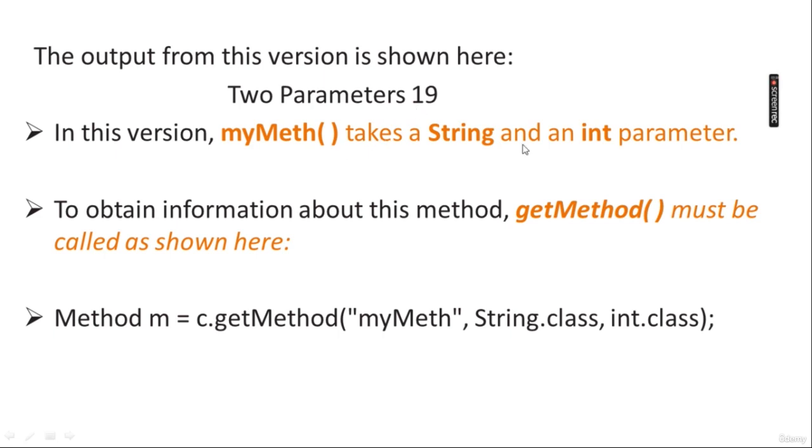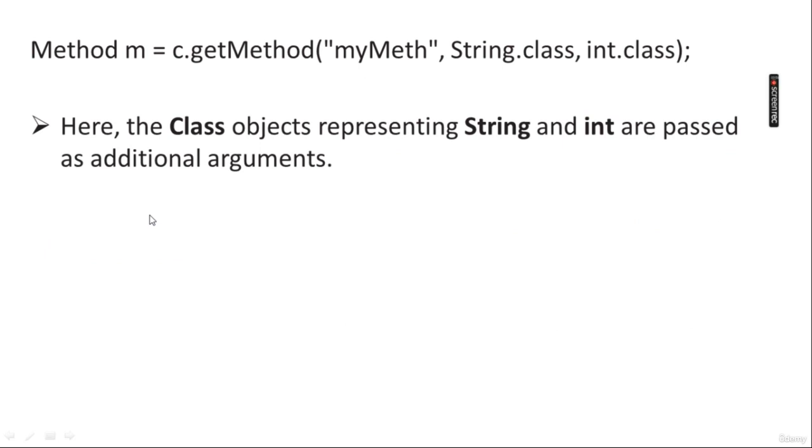MyMethod takes a String parameter and an int parameter. To obtain the information about this method, getMethod must be called as shown here: myMethod, String.class, int.class. This is a very important line you have to understand. This will return the method, which method? myMethod, with two parameters of what data types? String and int. And here the class objects representing String and int are passed as additional arguments.